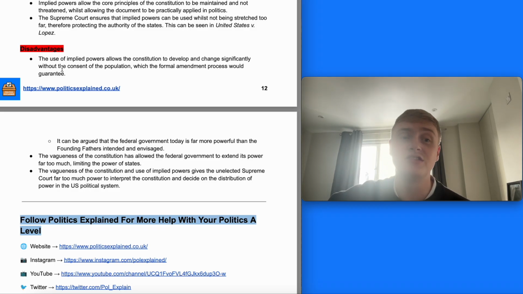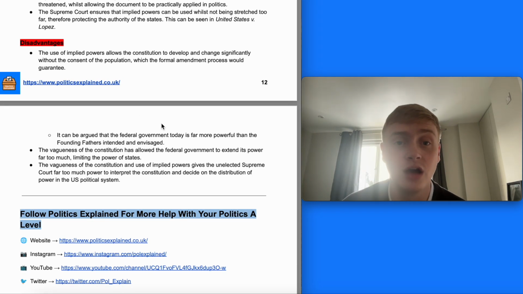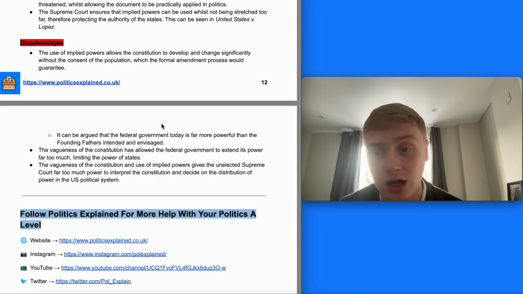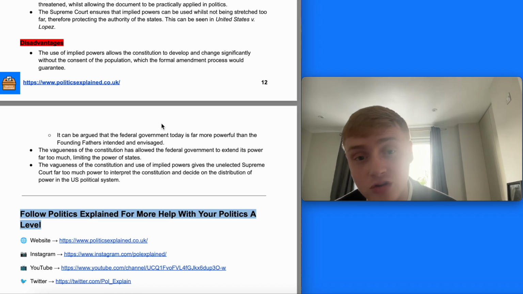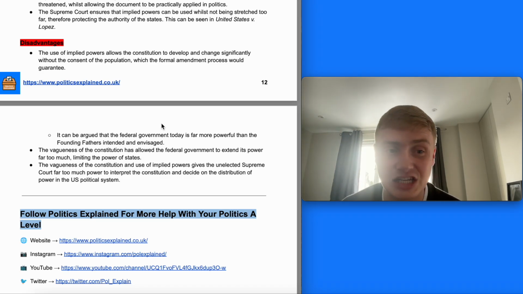On the other hand, in terms of disadvantages, it can be argued that the use of implied powers allows the Constitution to develop and change significantly without the consent of the population, so without the formal amendment process. And it can be argued that the federal government today is far more powerful, in part due to this vagueness, due to these implied powers, than the founding fathers intended and envisaged.